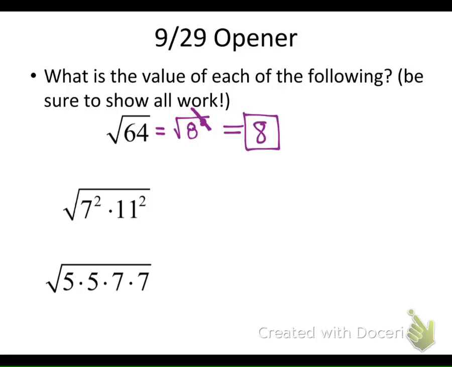Now, when we come to our second problem, I have the square root of 7 squared times 11 squared. Well, squared and square root, they cancel each other out, right? So what would I do here? Cancel both of the twos. Okay, and that equals what then? 7 times 11. Which would then equal? 77. Perfect. And when I walked around, I saw that most of you guys had that, which makes me happy.